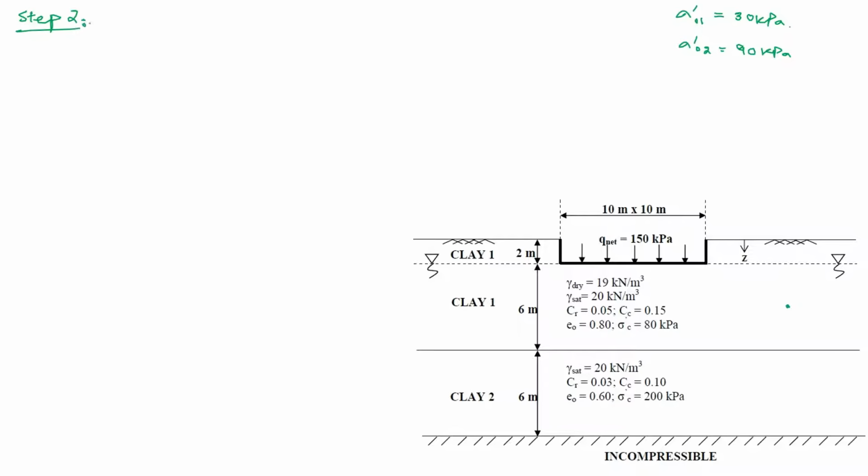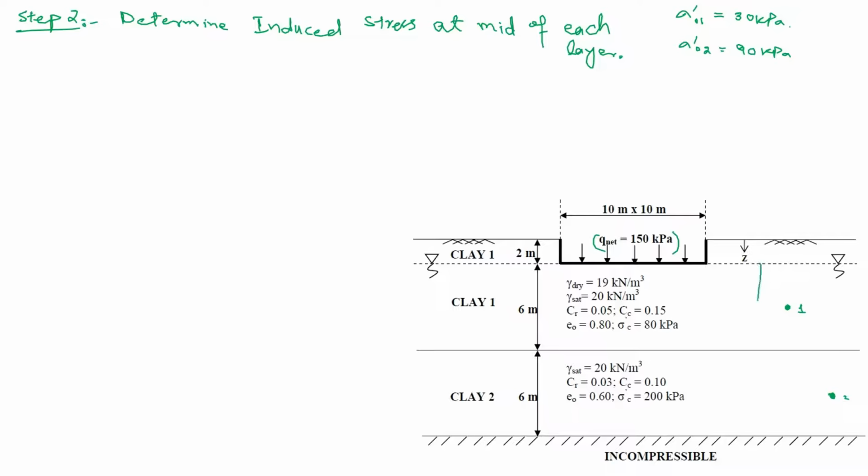What is step 2? That is determine induced stress at mid of each layer. We will select the mid as we did in the last step. We will select the midpoints and we will determine how much induced stress due to this applied load is at these points. This point is 1, this point is 2.